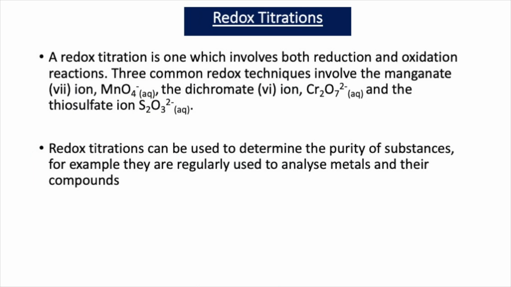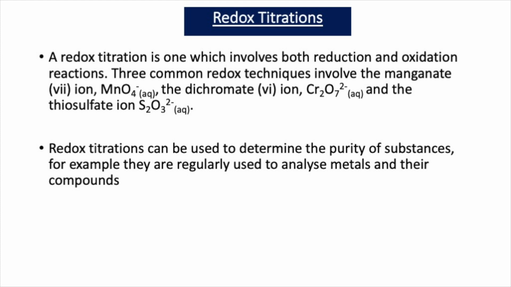So now that we've recapped how to carry out a titration calculation, we're now going to turn our attention to redox titrations. A redox titration is one which involves both reduction and oxidation reactions, and 3 common redox techniques involve the manganate 7 ion, MnO4 1-, the dichromate 6 ion, Cr2O7 2-, and the thiosulfate ion, S2O3 2-.